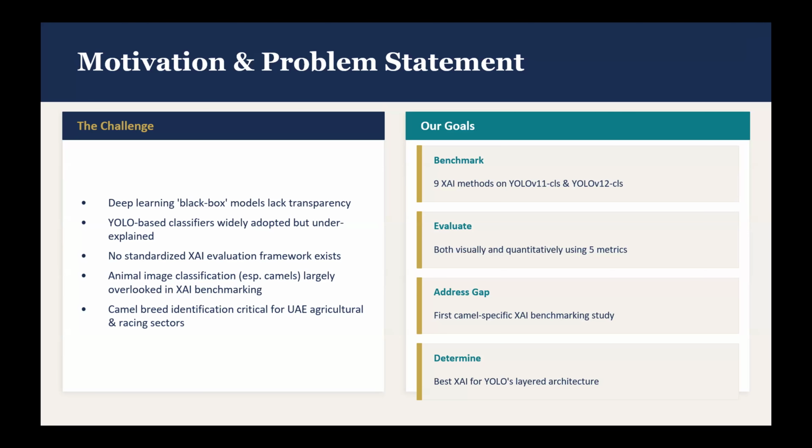Okay, so Safa, as per my understanding, the problem statement you have chosen is identification or classification of images of camels, right?